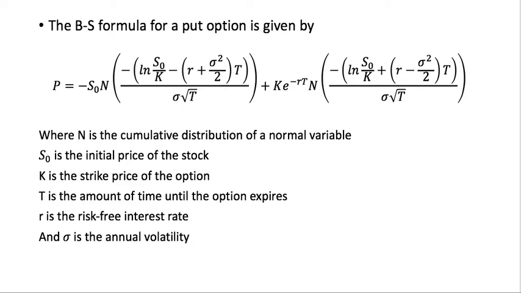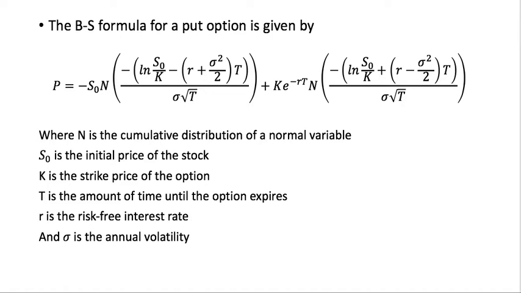As you can see, it's very similar to the call option formula, but instead we have switched signs, where we have a negative S0 and then a plus K, and also the terms inside the parentheses are negative instead of positive. So here are the variables that we need to discuss first.